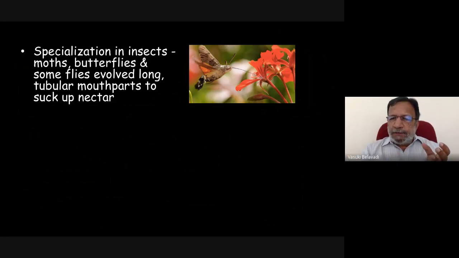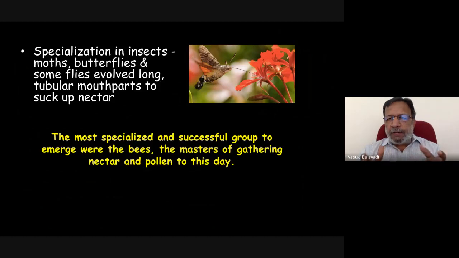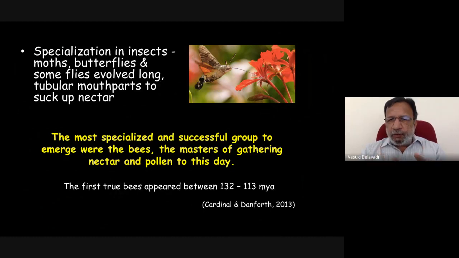Now, this was the time when the most specialized and successful group of insects emerged, which is the group of bees. Bees are considered to be the masters of gathering nectar and pollen to this day. And the first true bees appeared between 132 and 113 million years ago.